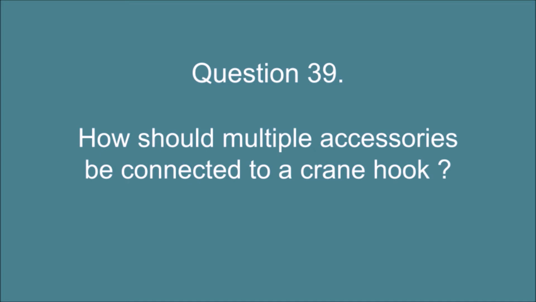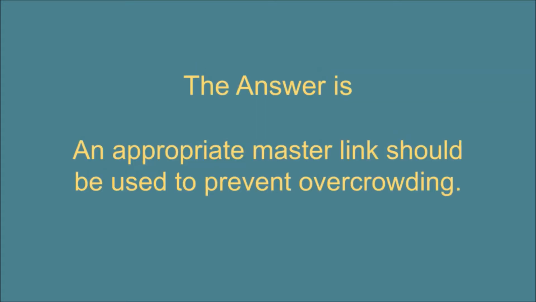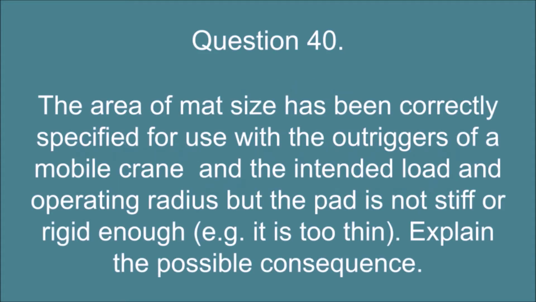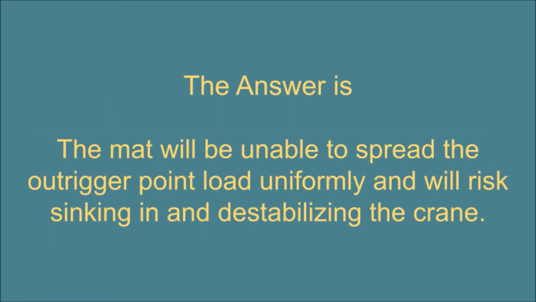Question 39. How should multiple accessories be connected to a crane hook? The answer is an appropriate master link should be used to prevent overcrowding. Question 40. The area of mat size has been correctly specified for use with the outriggers of a mobile crane, and the intended load and operating radius, but the pad is not stiff or rigid enough. Explain the possible consequence. The answer is the mat will be unable to spread the outrigger point load uniformly and will risk sinking in and destabilizing the crane.